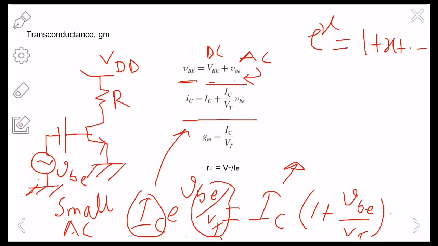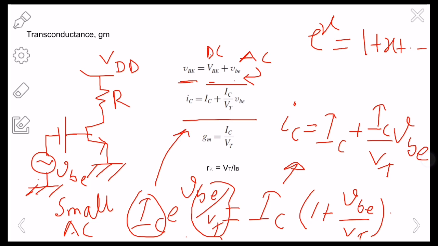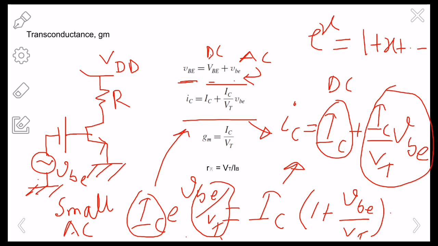Now this becomes something like this. Now you see that you can easily understand. Now you have IC plus IC divided by VT times vbe. I have neglected the higher order, the square terms, because the values are too small to be considered. So you can see that this equation now appears. It is formed in this manner. Okay, so here you can easily understand this portion is completely a DC component and this portion is my AC component that we are talking about.